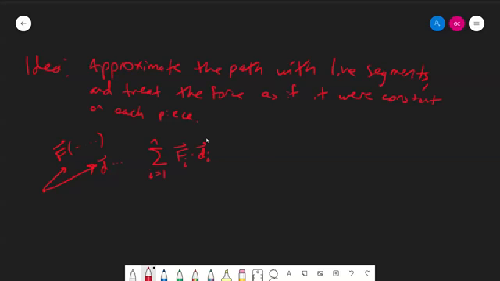Okay, well, how do we actually do that? How do I kind of get my hands on this path and all of that? Well, what we're going to assume is that your path C is parameterized by some function r of t, where t ranges from a to b.